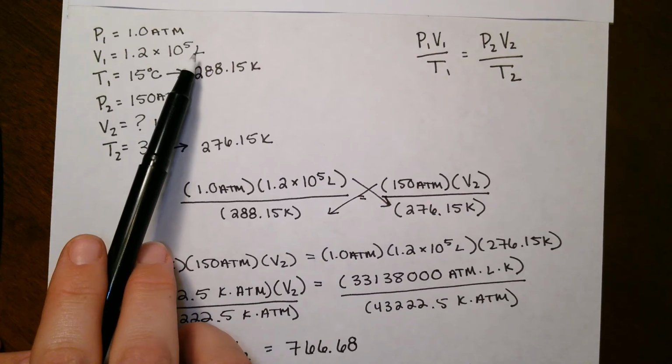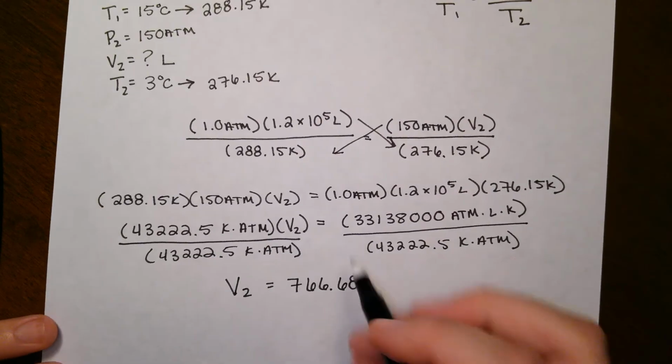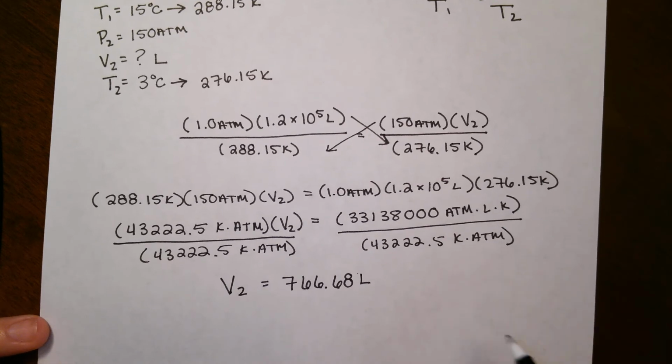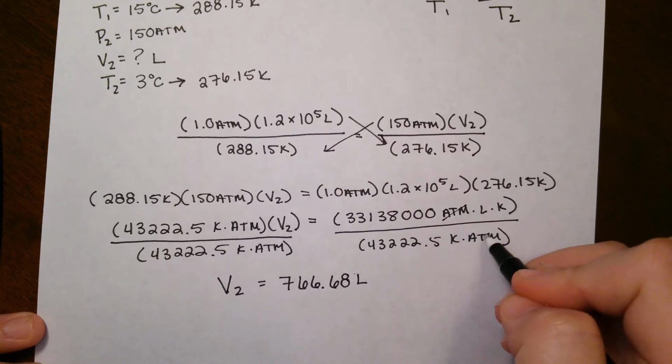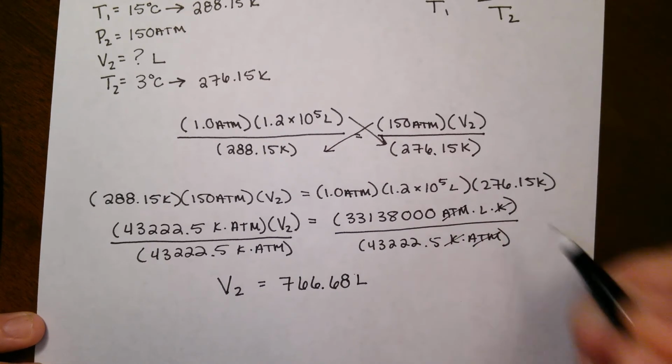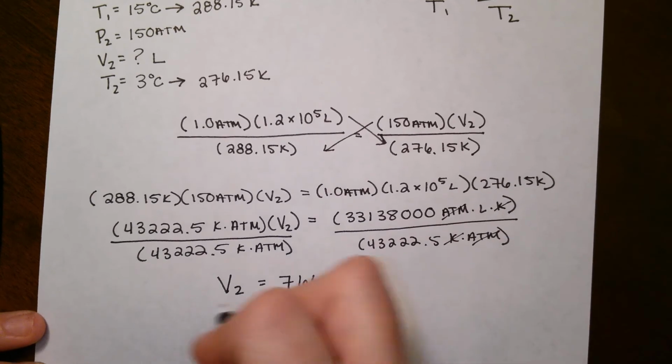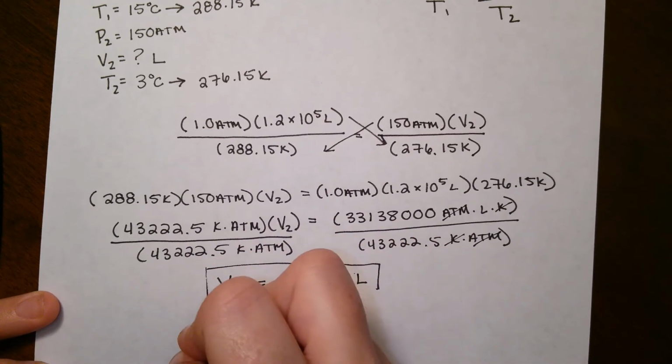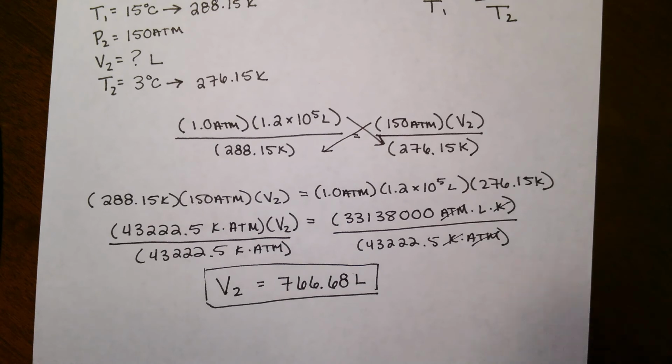If you want to know the final unit, you can always look to see what you plugged in. So for volume, we plugged in liters, which means liters is coming out. The other way is we followed through with our units, which meant that atm canceled top to bottom, Kelvin canceled top to bottom. The only unit left is liters. So our final answer is 766.68 liters.